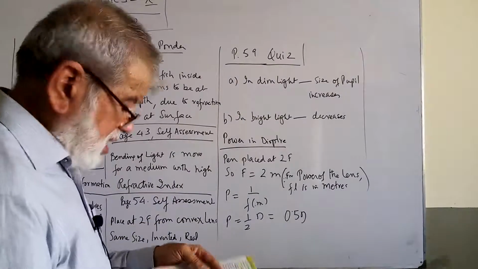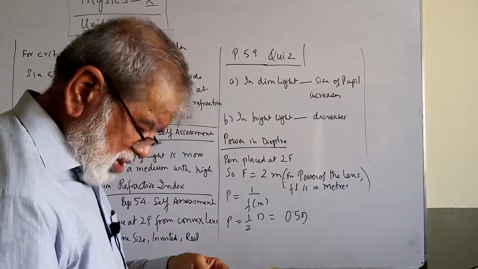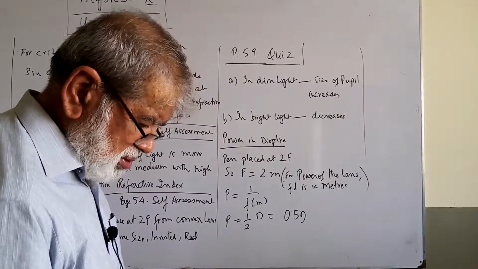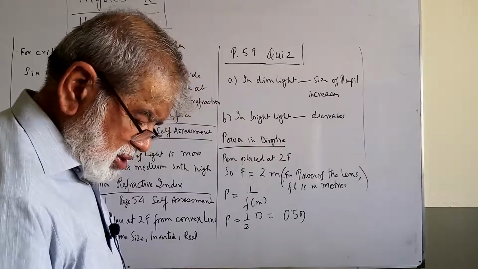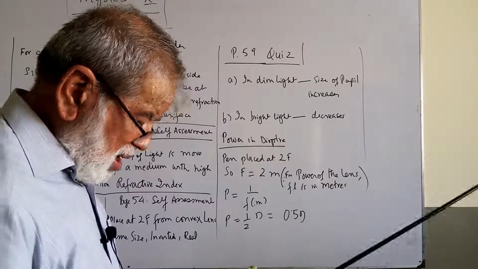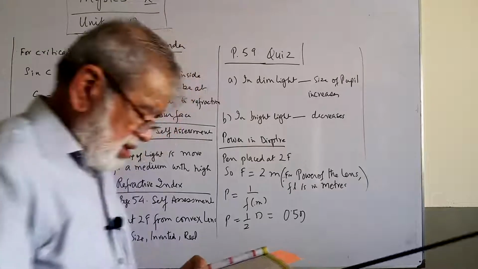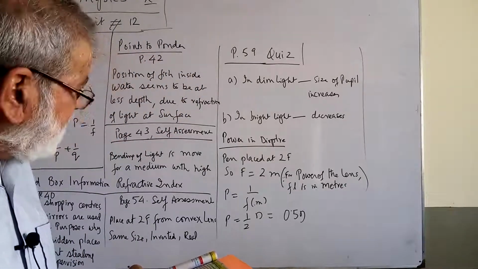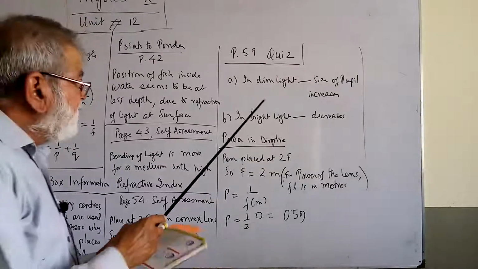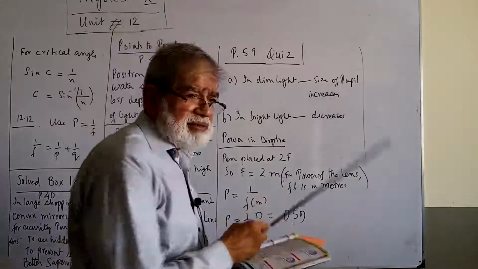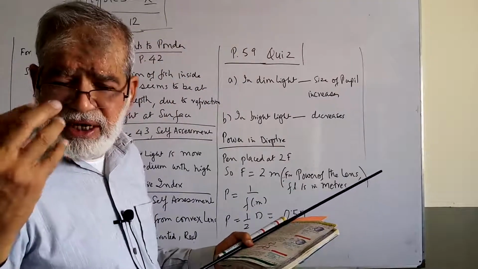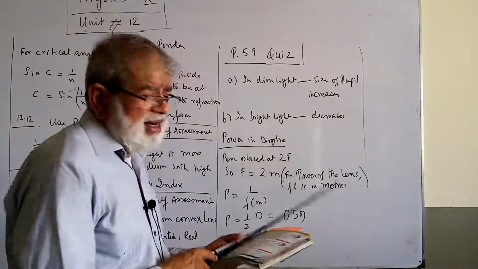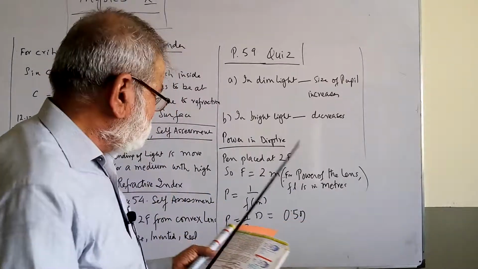Now page 59. He says how the size of the pupil of our eye will change in dim light and in bright light. In dim light, the size of the pupil increases so that more light can enter the eye. In bright light, it decreases, it contracts, so that less light enters.